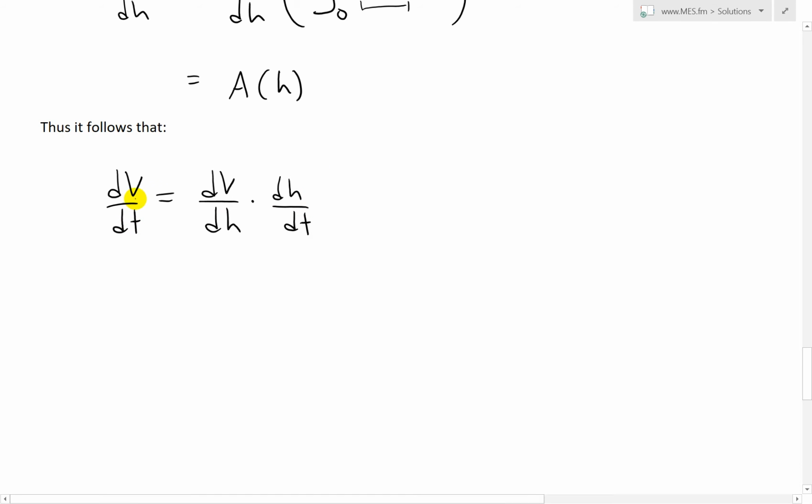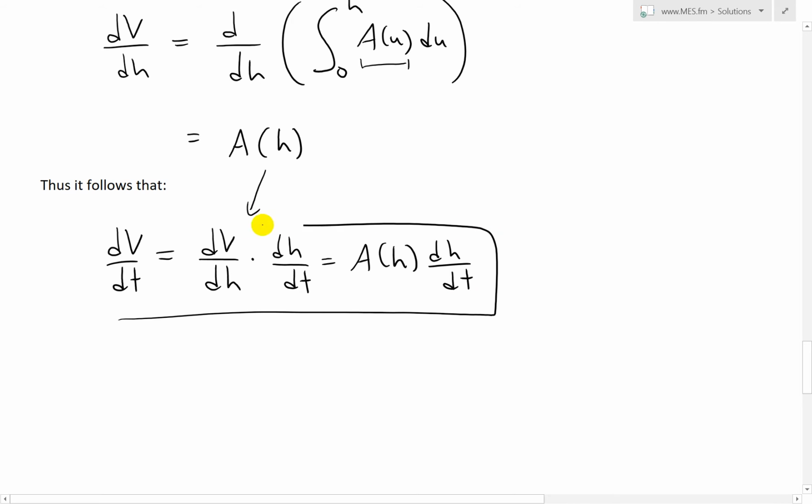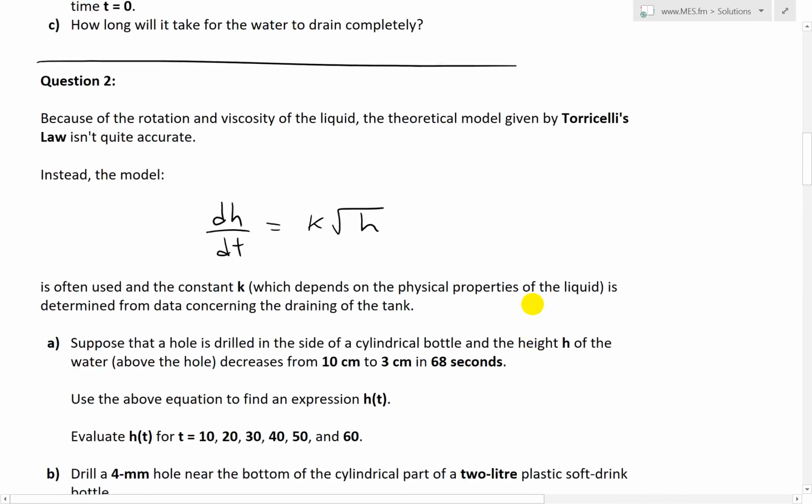So we have to apply the chain rule like this. Derivative of volume in terms of height, and then multiply by the derivative of h in terms of time. And then this equals, because we have this dV over dH is that, A of H dH over dt. Yeah, so this is what we have now. I'll circle this. And then what happens to our Torricelli's law? Let's just look at it again and write it down.